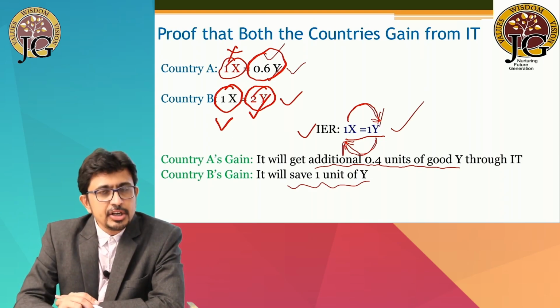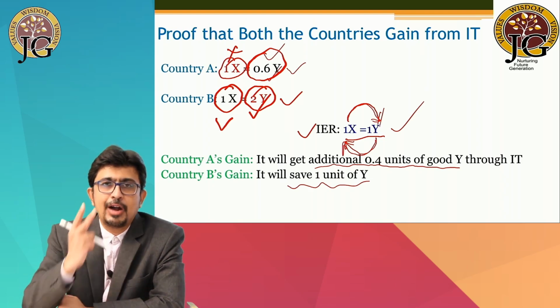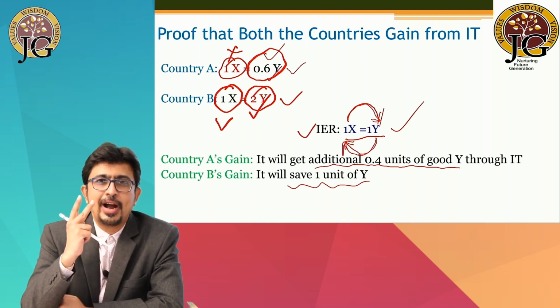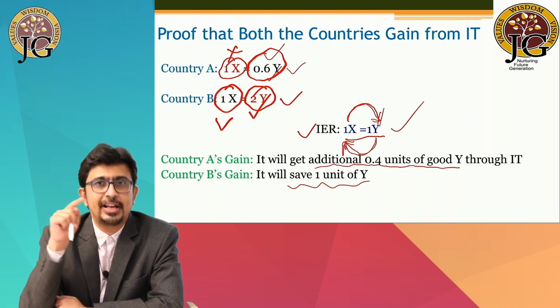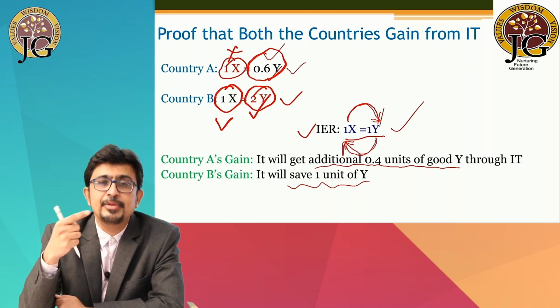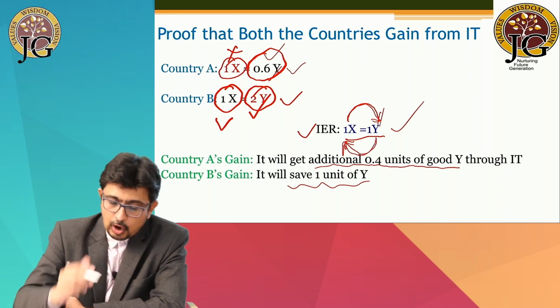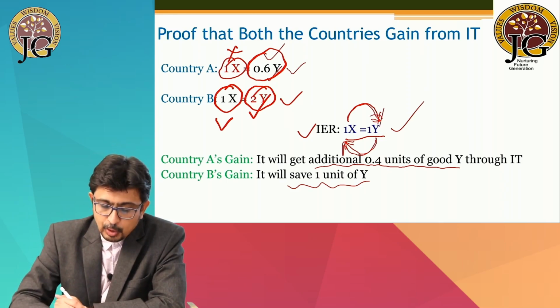So, if the second country B tries to produce good X on its own, it will have to sacrifice 2 units of Y for getting 1 unit of X. But if it decides to specialize in Y, it produces Y first, then out of those 2 units of Y it produces, it can keep 1 Y with itself. That means it can save 1 Y. On this international exchange rate, if it enters into trade, it will have to give only 1 Y to get 1 unit of X.